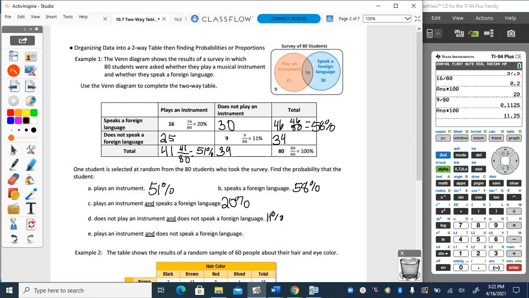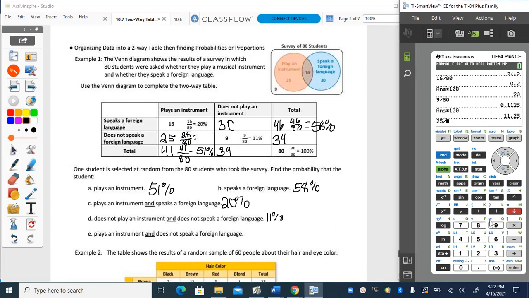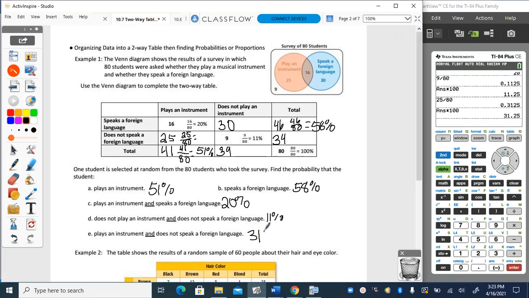All right, now we want the number of students that plays an instrument and does not speak a foreign language. So what number of students play an instrument but don't speak a foreign language? Well, that's 25. So we do 25 over 80, and we get 25 divided by 80. And that gets us 0.3125, so times 100. That gets us 31.25, or 31%. So we have 31%.